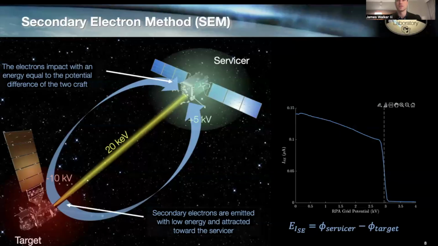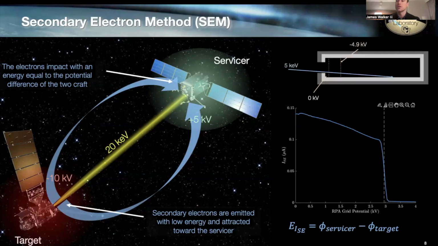The second method we looked at was the secondary electron method, and it is similar to the X-ray method where we use an electron beam to irradiate a target object. This is now going to generate secondary electrons, which are repelled away from the negative target towards the positive surfacer. And again, by measuring the energy of these electrons, we can determine the potential of the target.